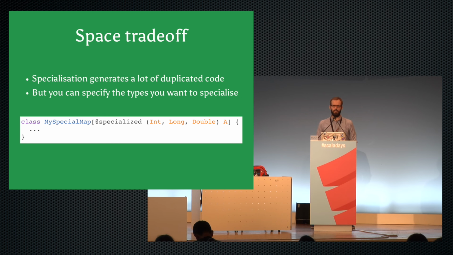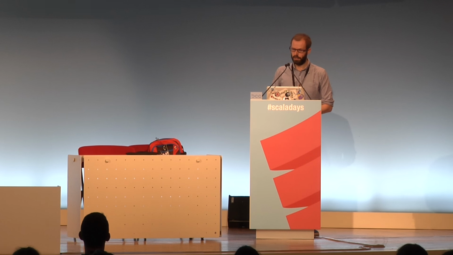So as you may have noticed, there is a space trade-off here. Every time you add specialized to a type parameter, you're generating 10 different classes. If you do that on 2 type parameters, you're doing 100 classes. 3 type parameters, 1,000 classes. So it's kind of an exponential explosion in the number of classes you're generating.